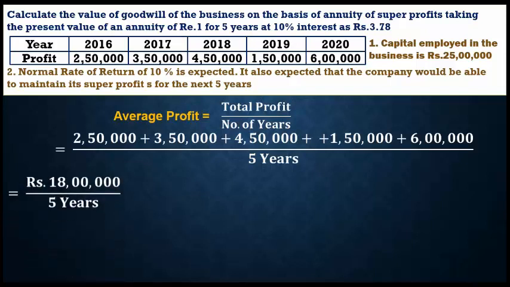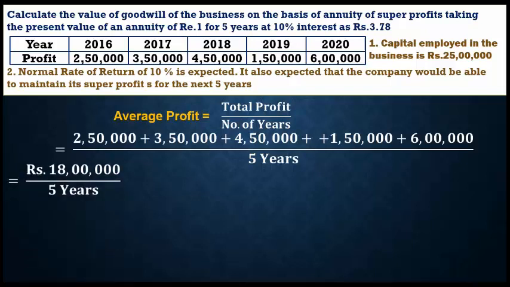What is the total profit for 5 years? Rupees 18 lakh. 18 lakh divided by 5 years, what is the answer? Rupees 3,60,000. This is the average profit.